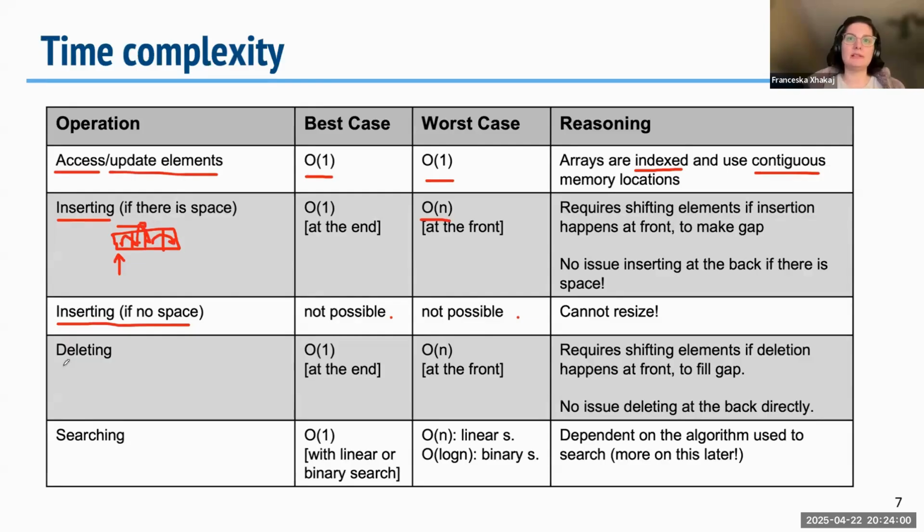If I'm trying to delete an element, deleting an element at the end, again, is going to be O(1). Same reasoning as we had with insertion of the element in the array, right? I know where the end element currently is, right?